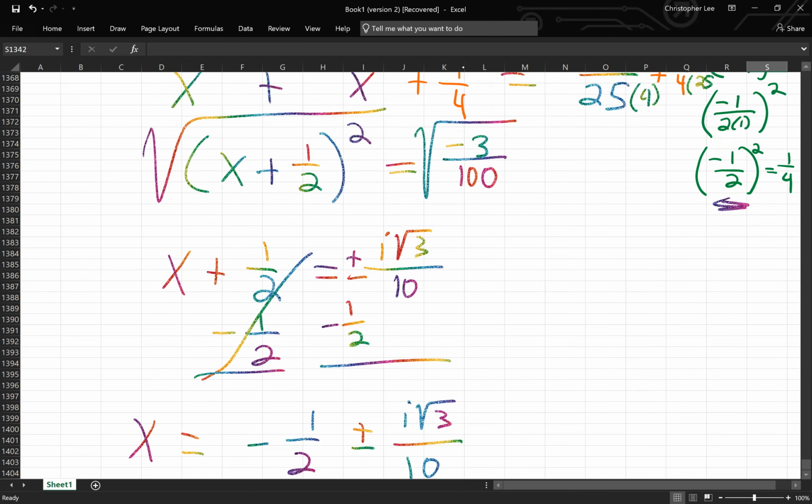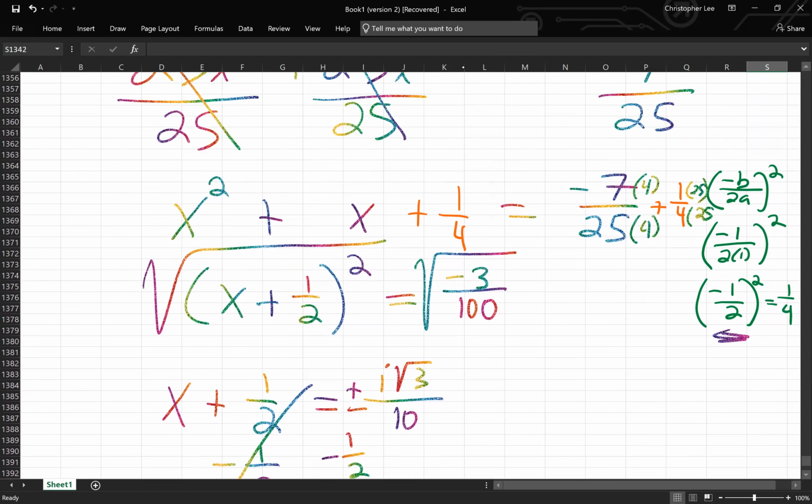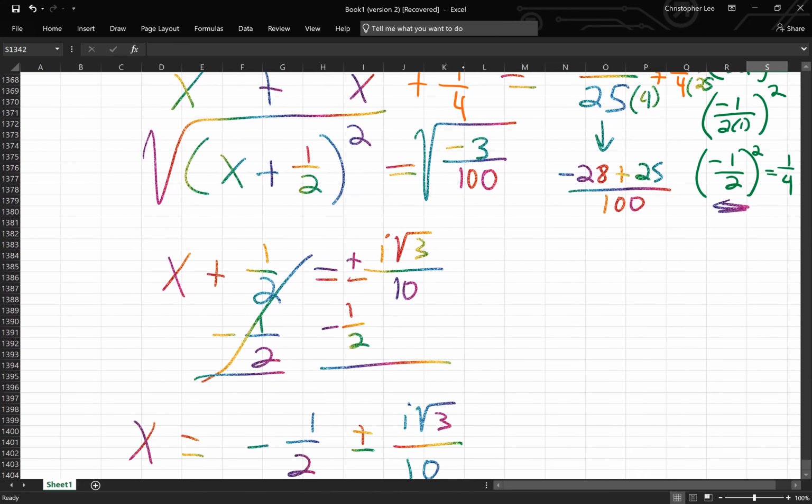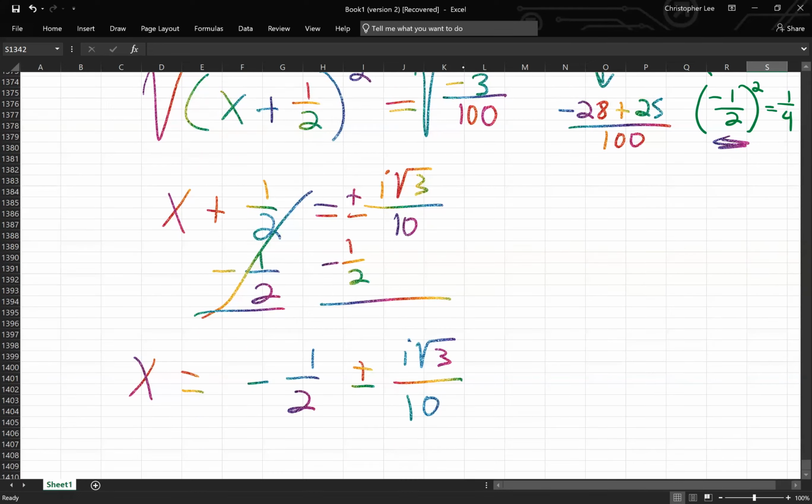How'd I get the 3? So this part right here, plus... yeah, not 40, -28. Yeah, plus 25 over 100. And then square root, and all that stuff.